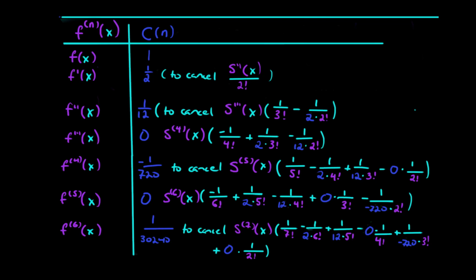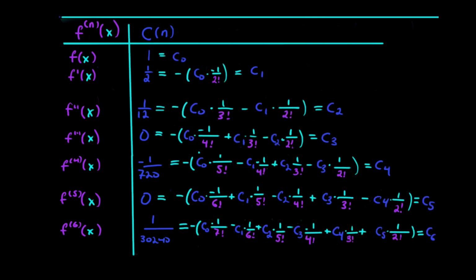Since 1 equals c sub 0, we then find that c sub 1 equals 1/2, which is negative c sub 0 times negative 1 over 2 factorial. Going down one line, c sub 2 equals 1/12, which is negative, open parenthesis, c sub 0 times 1 over 3 factorial, minus c sub 1 times 1 over 2 factorial.